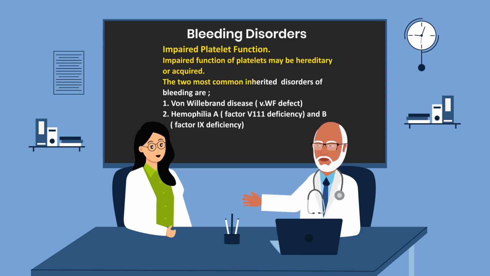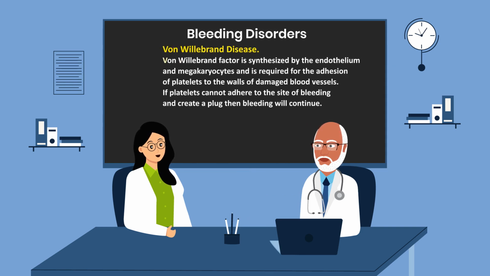The two most common inherited disorders of bleeding are von Willebrand disease and hemophilia A, which is factor VIII deficiency, and hemophilia B, which is factor IX deficiency. Von Willebrand disease. Von Willebrand factor is synthesized by the endothelium and megakaryocytes and is required for the adhesion of platelets to the walls of damaged blood vessels. If platelets cannot adhere to the site of bleeding and create a plug, then bleeding will continue.